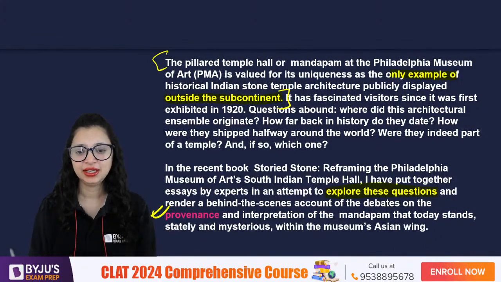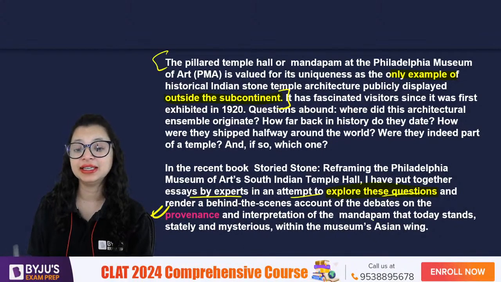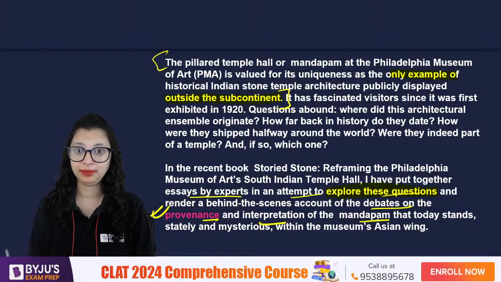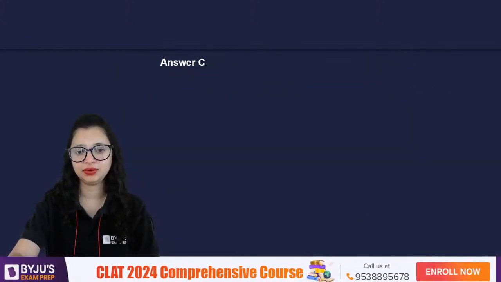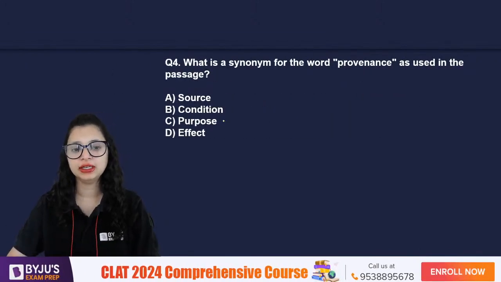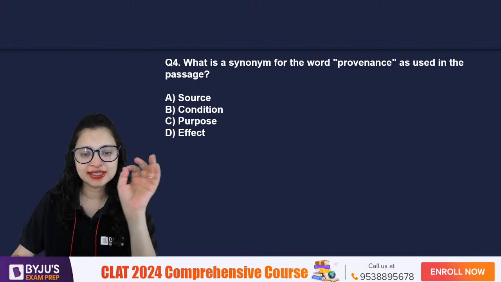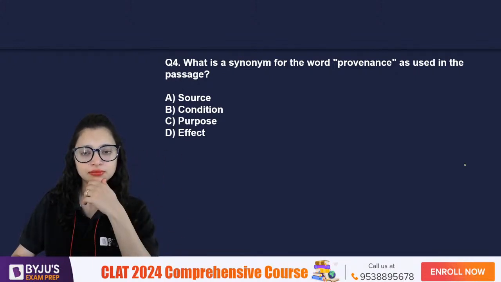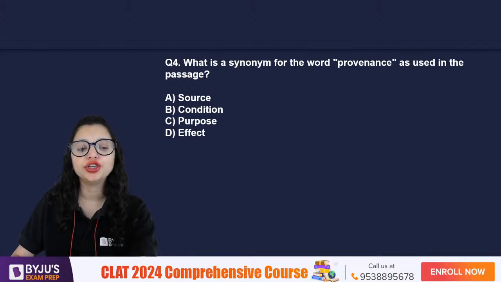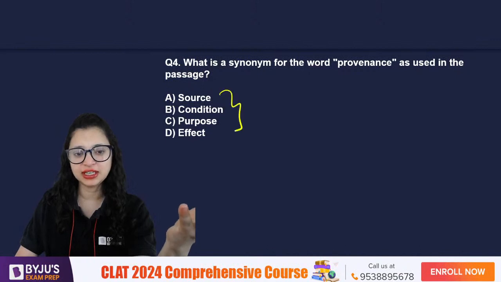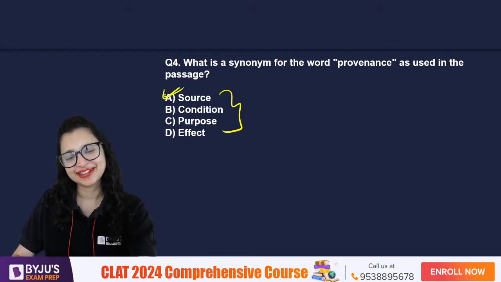Provenance. So the line says that I put together essays by experts in an attempt to explore these questions and render a behind-the-scene account of the debates on the provenance and interpretation of the Mandapam. Okay? Provenance ka meaning, here you go. Source, condition, purpose, effect. What's your answer? Provenance is origin. Kaun sa word ke closest hai? Origin is closest to the word source. A is a correct answer.